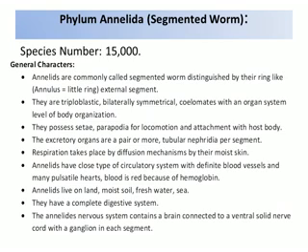Annelids live on land, moist soil, and fresh water. Some live in sea water or marine. They have a complete digestive system. The annelids have a nervous system containing a brain connected to a ventral solid nerve cord with a ganglion in each segment.